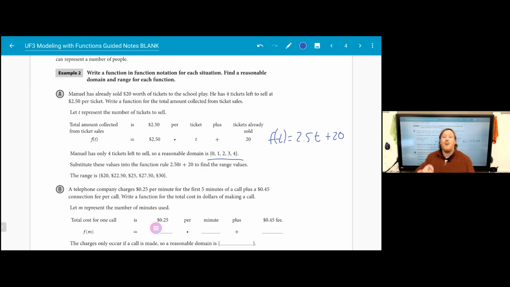Now we need to know how much money he has made when he sells 0, 1, 2, 3, or 4 tickets. Well, if he sells 0 tickets, he's already made the 20 bucks. If he sells 1 ticket, now he's at $22.50. At 2 tickets, he's made 25. At 3 tickets, it's $27.50. And at 4 tickets, he has made $30. Reasonable domain with a reasonable range. I like that example. Let's take a look at another one.